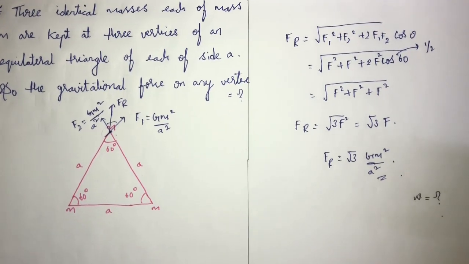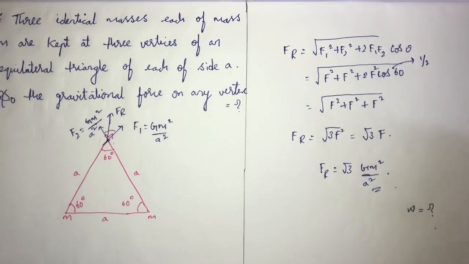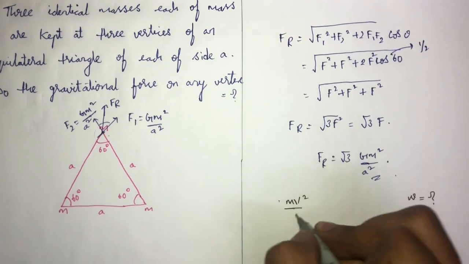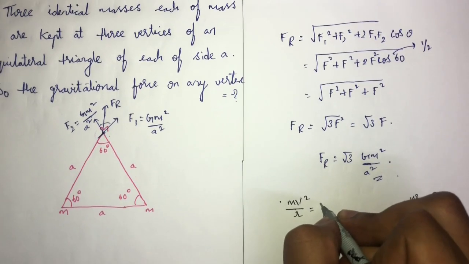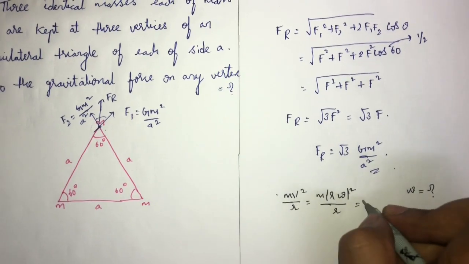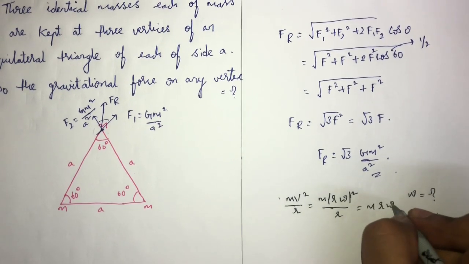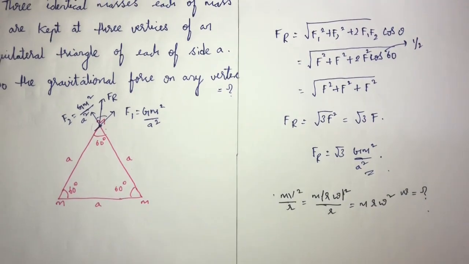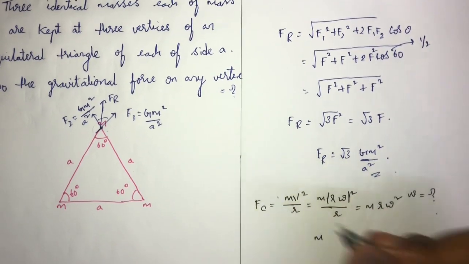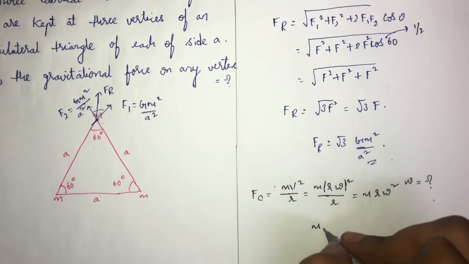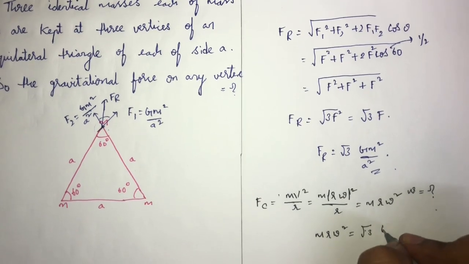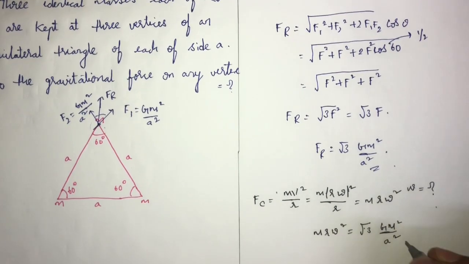Then F resultant will be equal to the centripetal force, that is mv square by r, where v will be equal to r omega, so m r omega whole square by r. Then finally we are left with m r omega square. Therefore m r omega square will be equal to the centripetal force, that is the resultant force. m r omega square will be equal to root 3 GM square by a square.